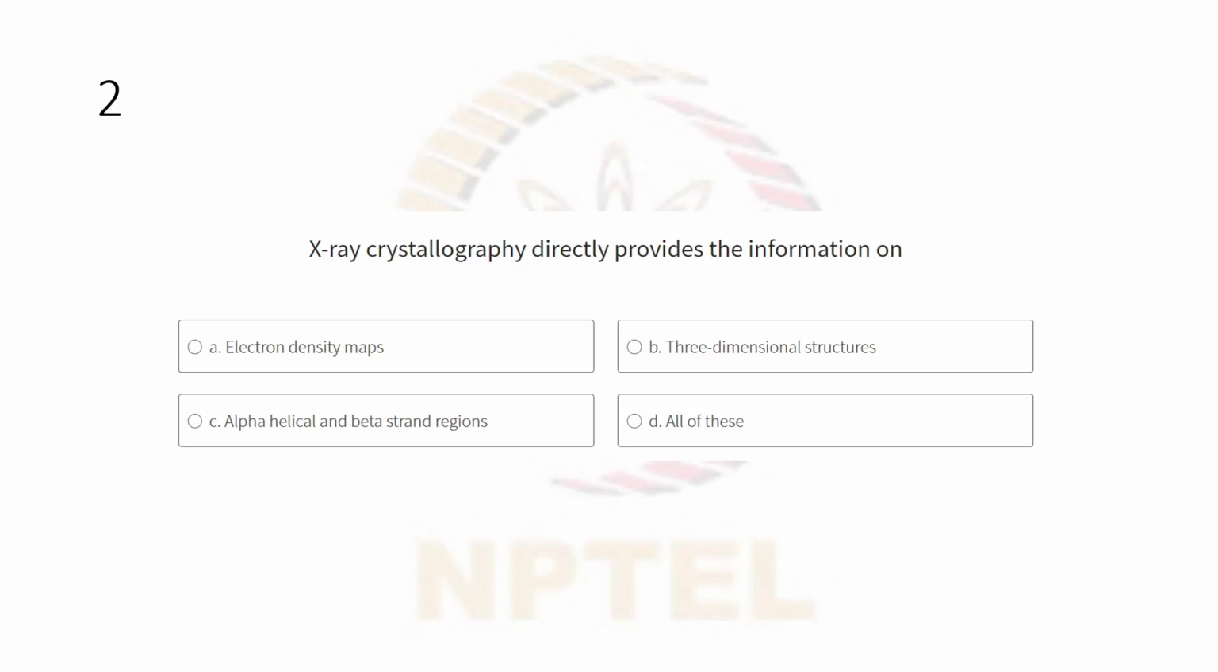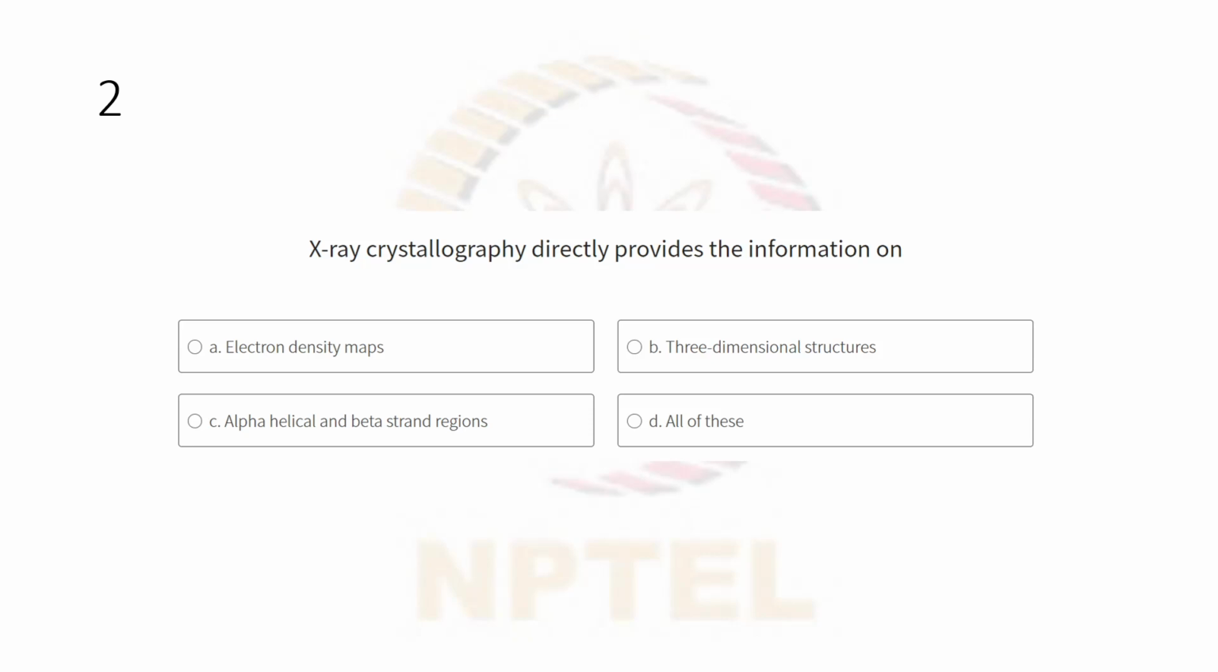As we know, in the X-ray method, a crystal of the molecule is exposed to an intense beam of X-rays, and these X-rays interact with the electrons in the crystal and are diffracted in a characteristic pattern, which can be measured and analyzed to determine the position of the atoms in the molecule.